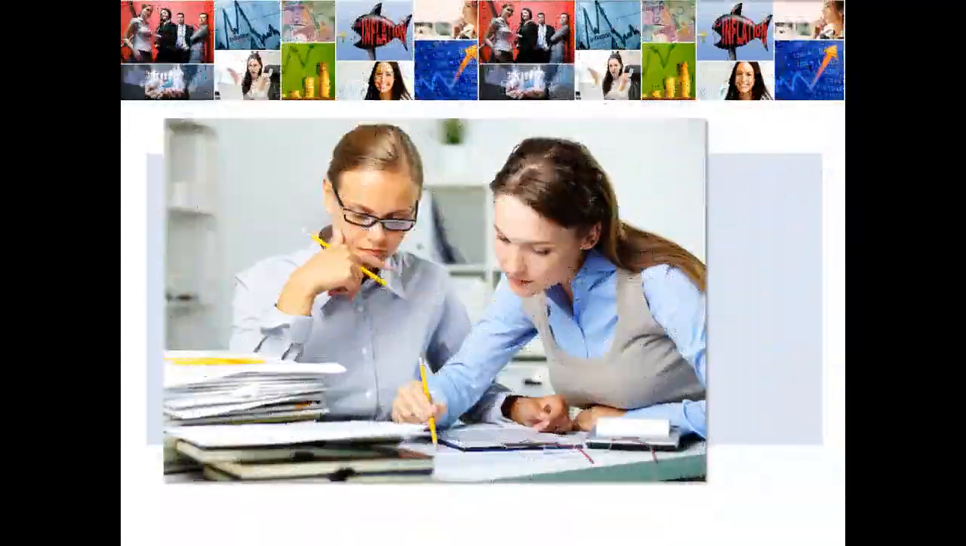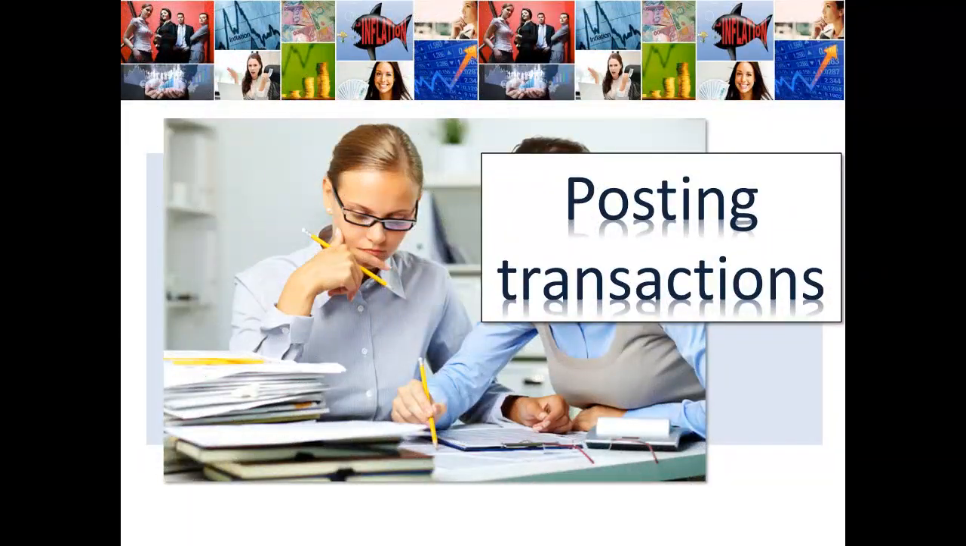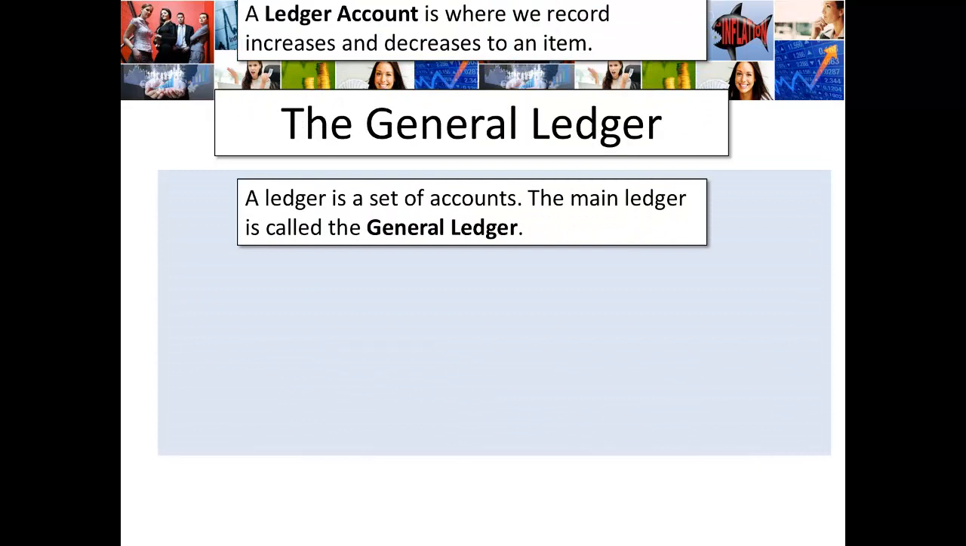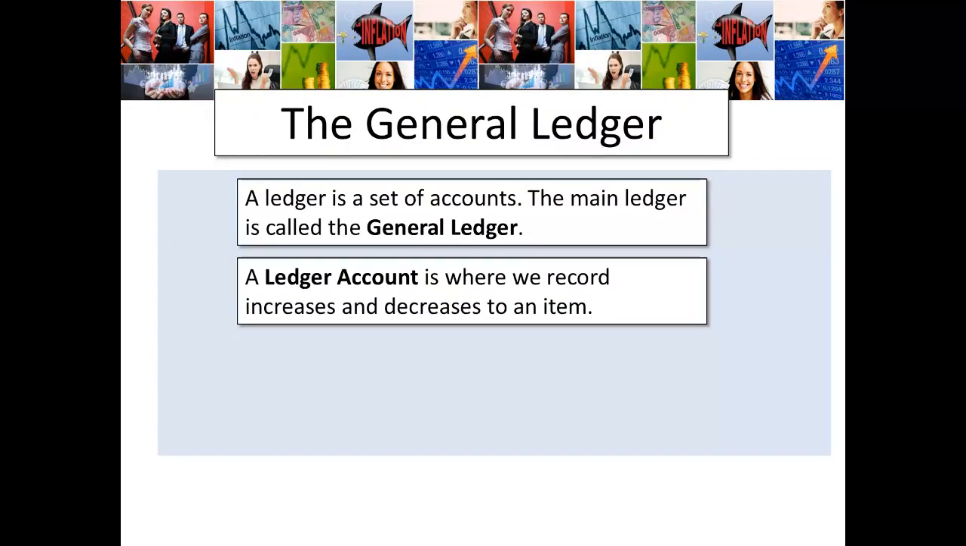Okay, hello and welcome to today's lesson. Today we start our first installment in the general ledger, and today it's all about posting transactions. The general ledger, I hear you ask, what is it? Well, it's the main set of accounts. The main ledger is called the general ledger, and any ledger account is where we record increases or decreases to an item.